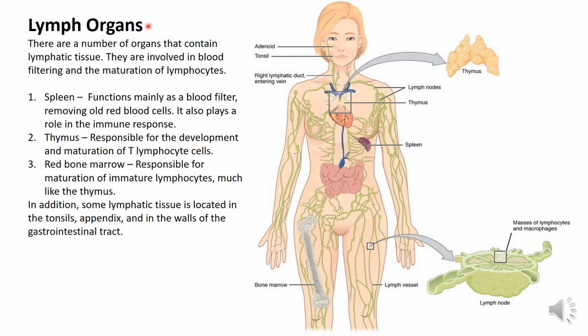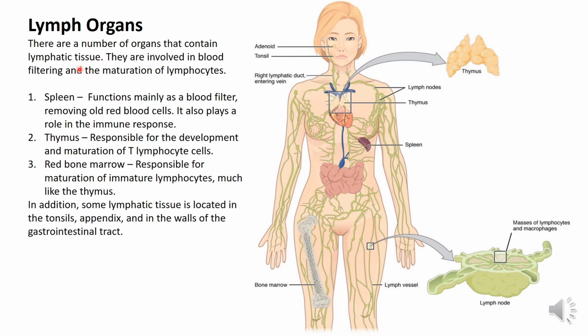Coming to the different structures involved in the lymphatic system. We have already seen that it is a network consisting of lymphoid organs, lymphatic vessels and lymphatic tissues. Let us see first about lymphoid organs. There are a number of organs that contain lymphatic tissue. So lymphatic organs are the organs which contain lymphatic tissues.